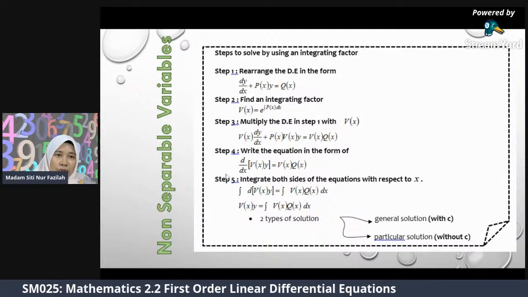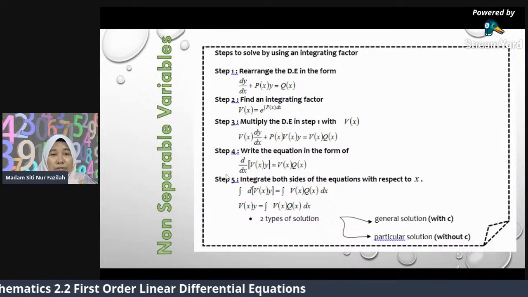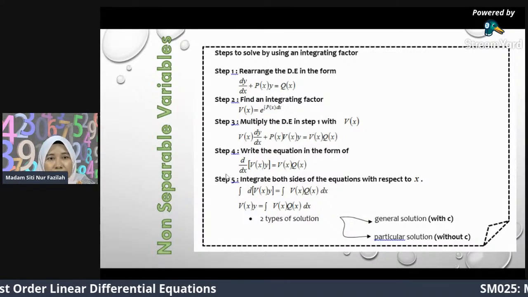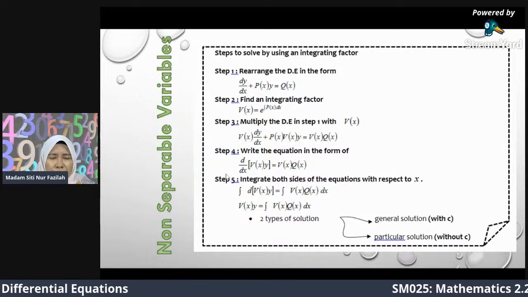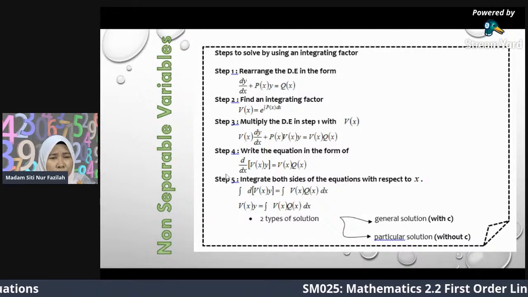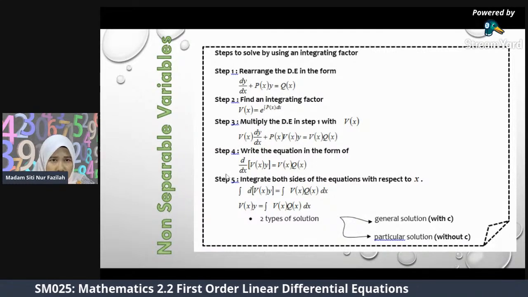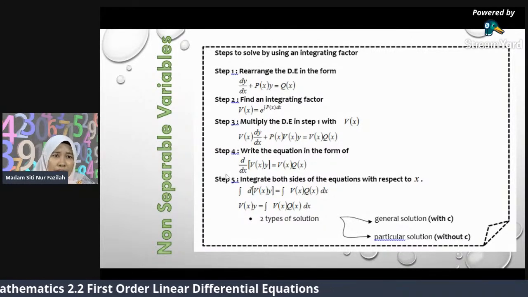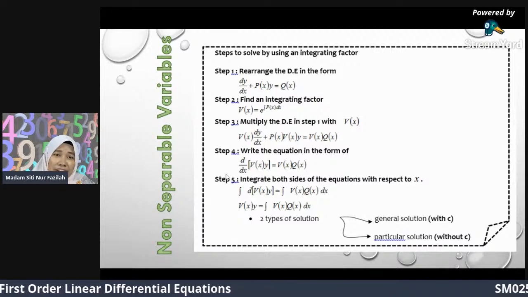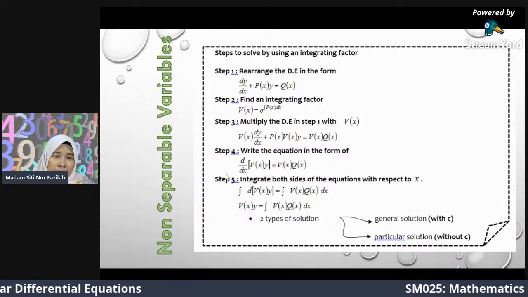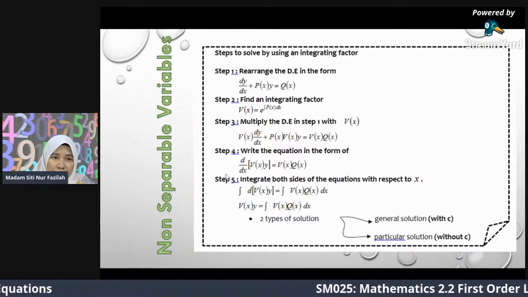Okay, now we look at the steps to solve by using an integrating factor. We have 5 steps here. To revise, before this, for separable variables, we have 2 steps. But for this one, we have 5 steps to solve by using an integrating factor. We go through step by step.